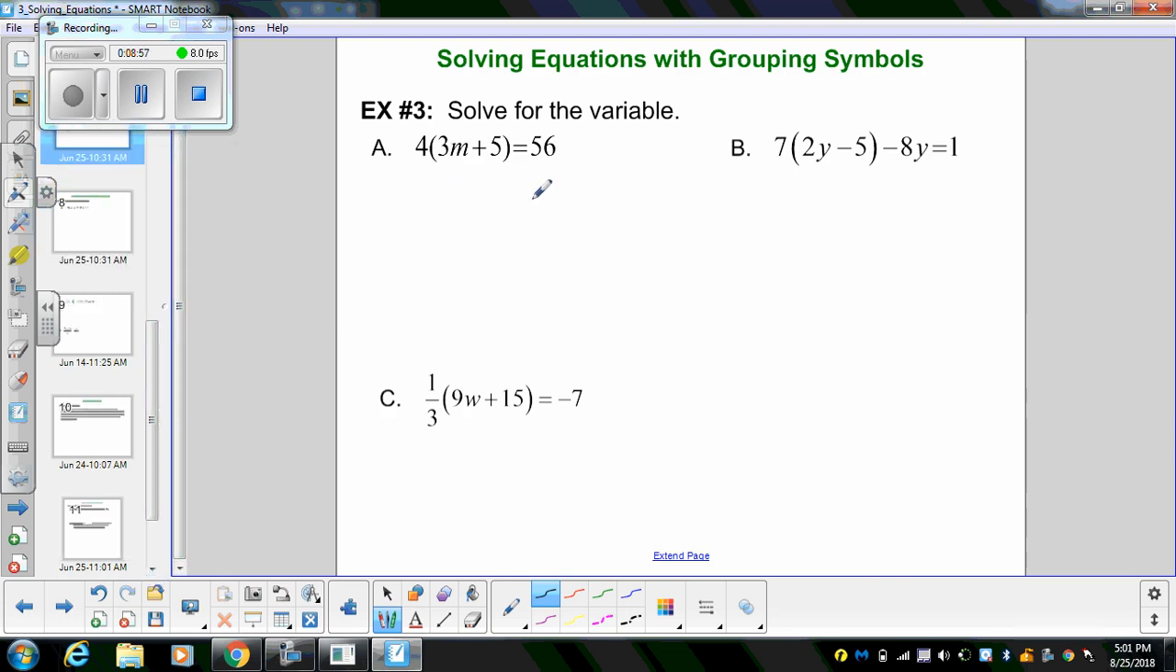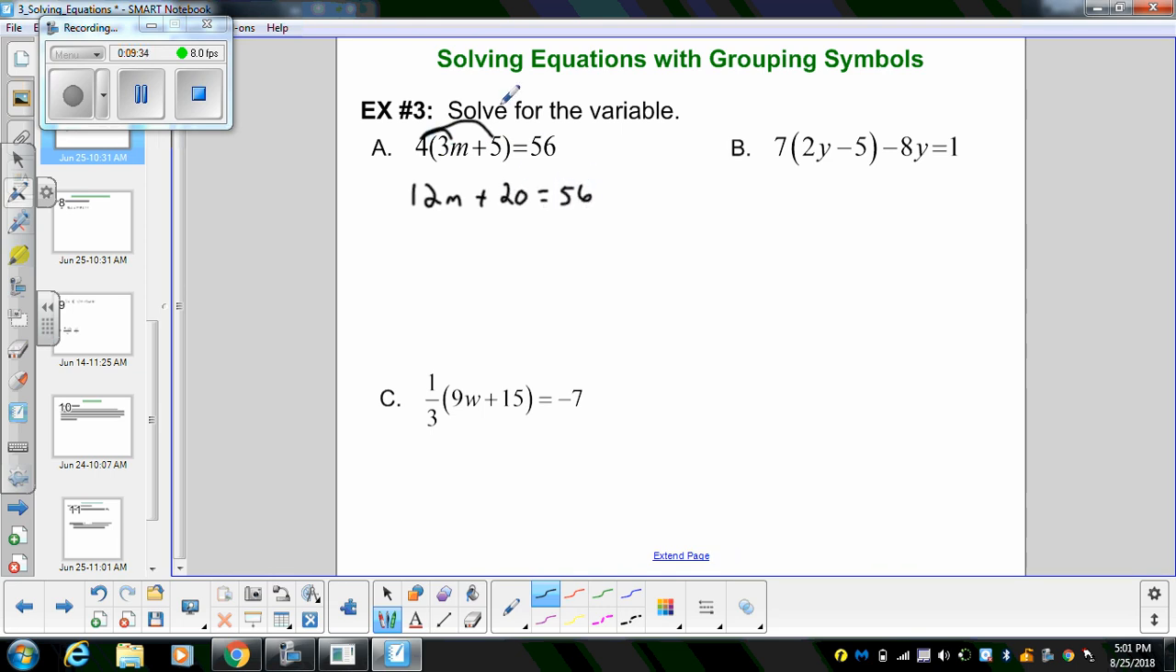Alright, so let's solve for the variable. Now apply everything that we know. So this is solving equations with grouping symbols. That's just basically another word for parentheses. The very first thing you have to do in this situation, to add to the steps we just did, is get rid of the parentheses. The way you're going to do that is you're going to distribute. So 4 times 3, always multiply the numbers, is 12m plus 4 times 5, which is 20, equals 56.